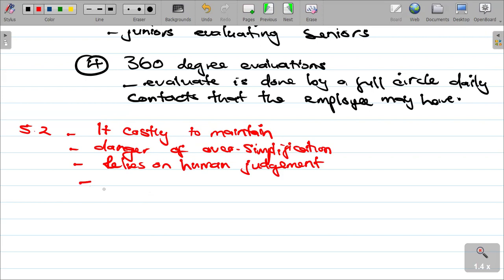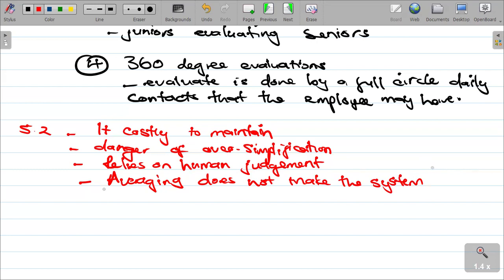And then you can find that averaging does not make the system more objective.